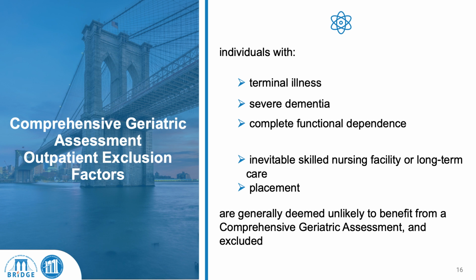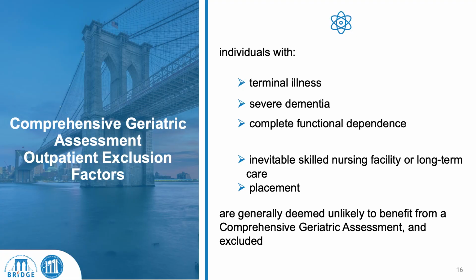So they may currently be outpatient living in their homes, but imminently they will be admitted or recommended to be admitted to a skilled nursing or nursing home or assisted living facility. And these individuals are generally deemed unlikely to benefit from a comprehensive geriatric assessment, and therefore they're excluded.